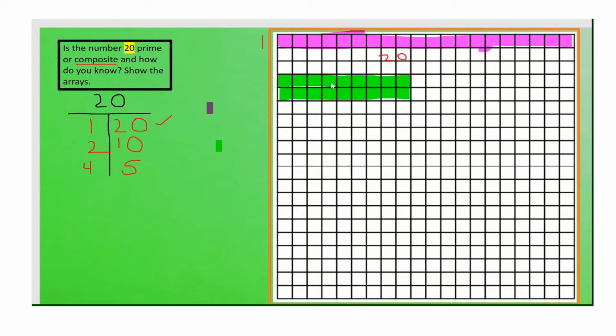2, 4, 6, 8, 10, 12, 14, 16, 18, and 20. So let's just double check that again. I had a little glitch there. 2, 4, 6, 8, 10, 12, 14, 16, 18, 20. So I'm getting a little bit of a glitch here, so just bear with me. We're going to redo that one.